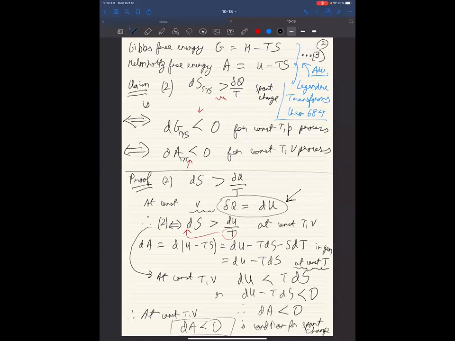And this is super useful because there is no path function here. There is no mention of the surroundings. In fact, the surroundings are always there. It's not that we have gotten rid of the surroundings. This applies not just for an isolated system. This applies for any system, irrespective of whether the work being done on it is reversible, irreversible, whatever path you are taking for the work. It does not depend. You will always have dA less than 0 for spontaneous change at constant temperature and volume.